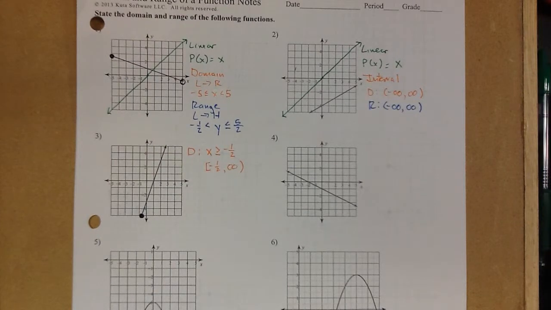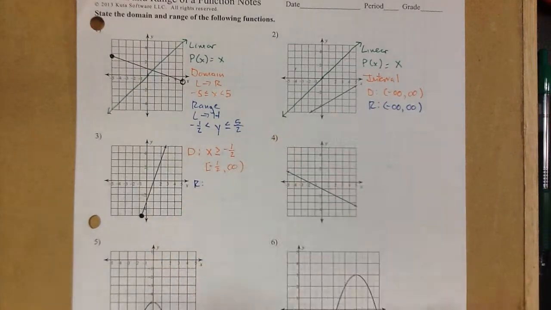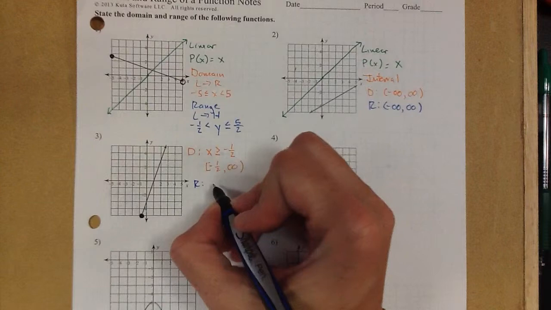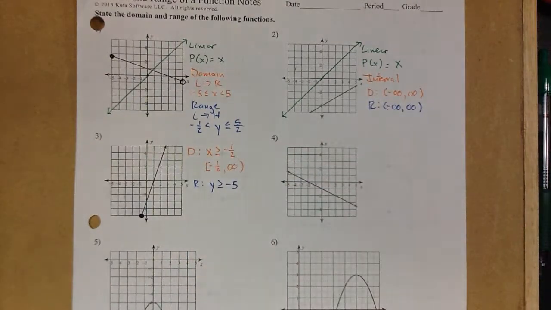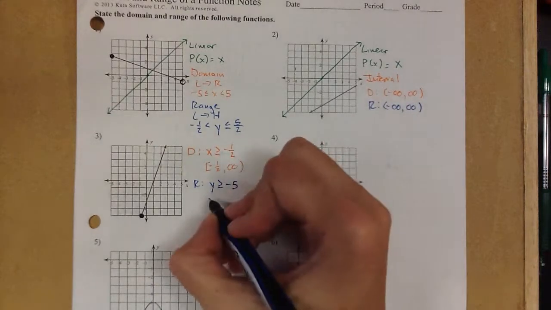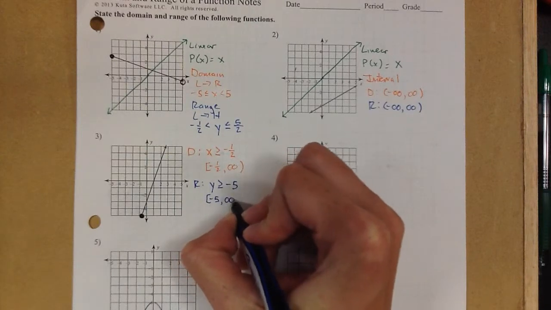What would I write for the range? Y greater than or equal to negative 5. Okay, y greater than or equal to negative 5. That's the inequality. What would be the interval notation? Negative 5 to infinity.